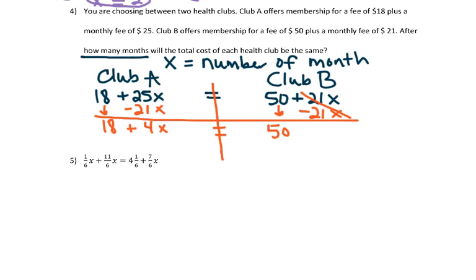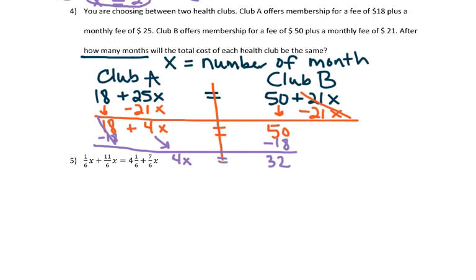Now I need to get the 18 to the other side, so since it's a positive 18, I need to take away 18. So I'm going to subtract 18 from both sides. 18 take away 18 is 0. The 4x is left, and 50 minus 18 is 32.